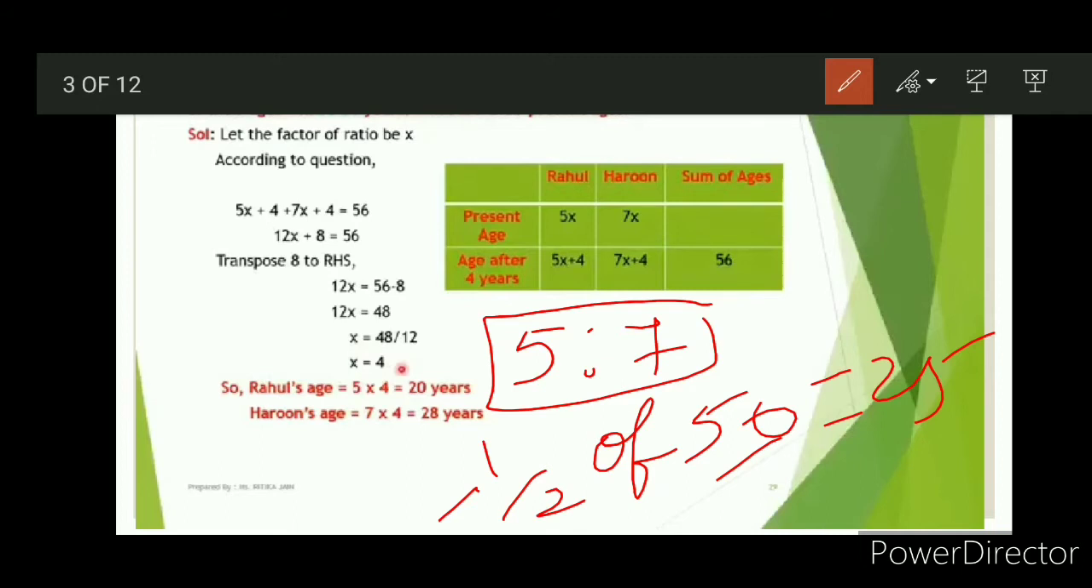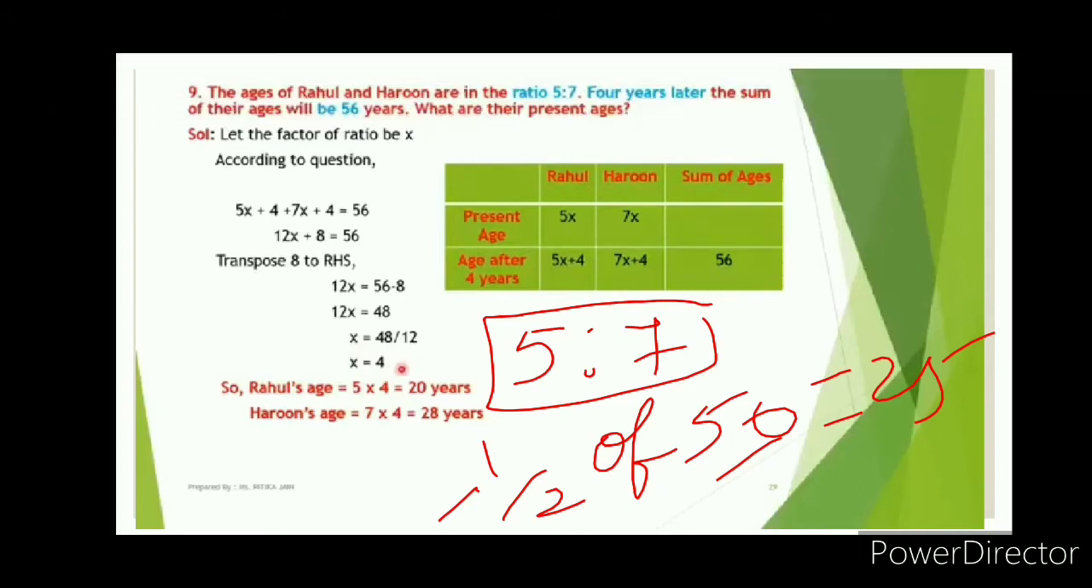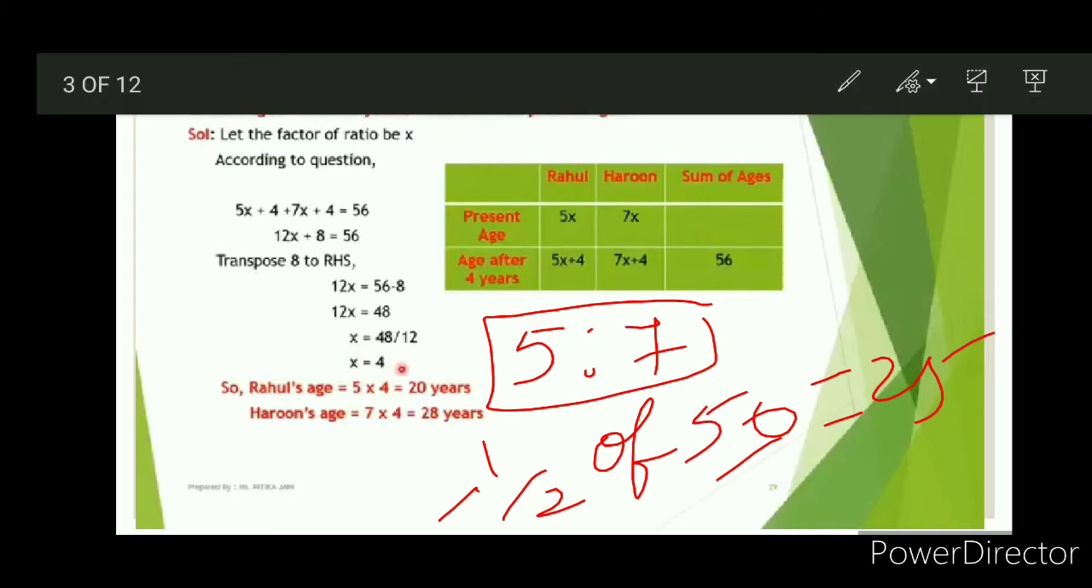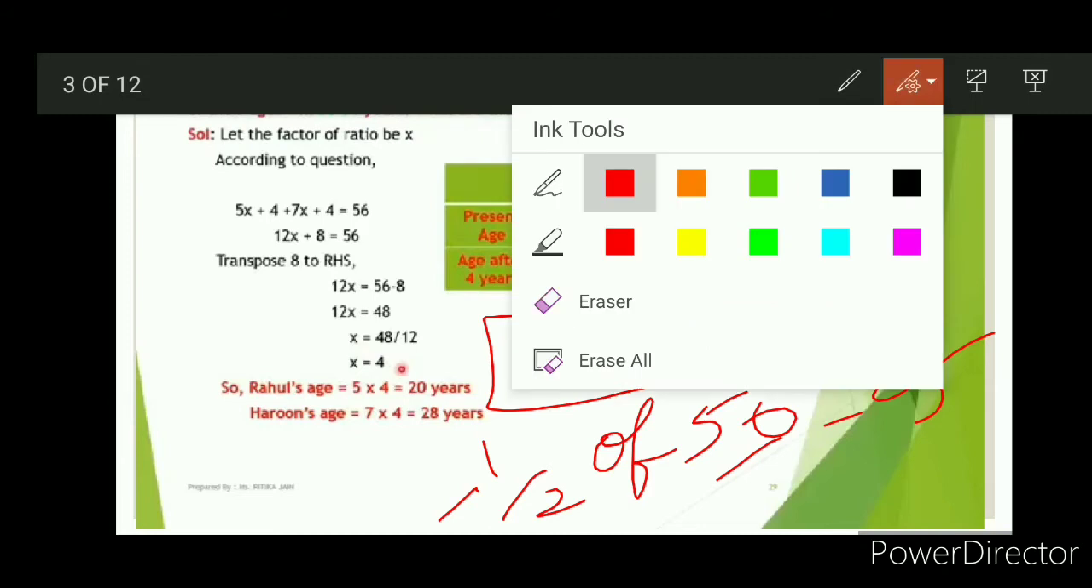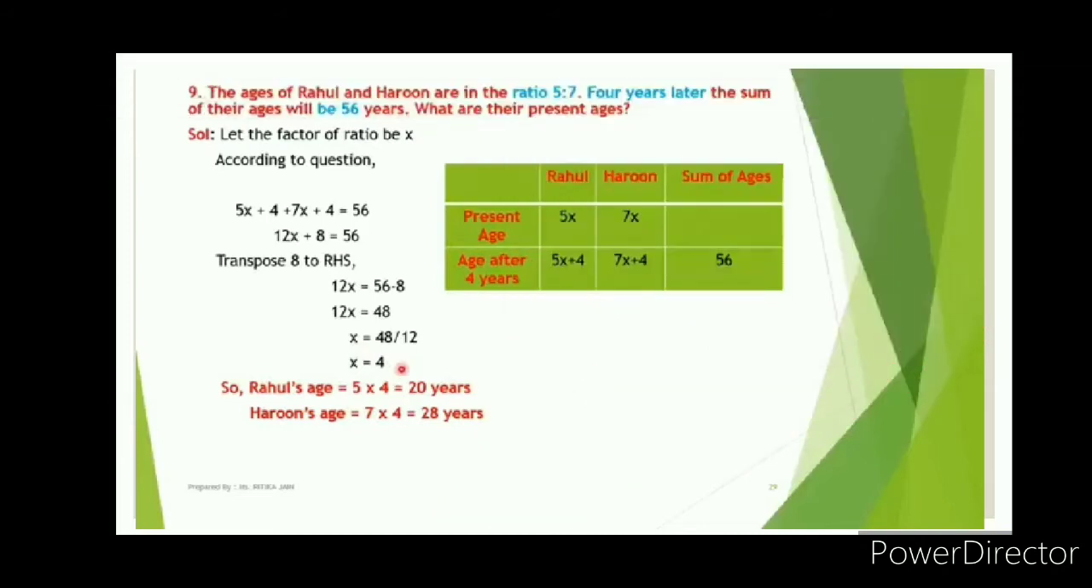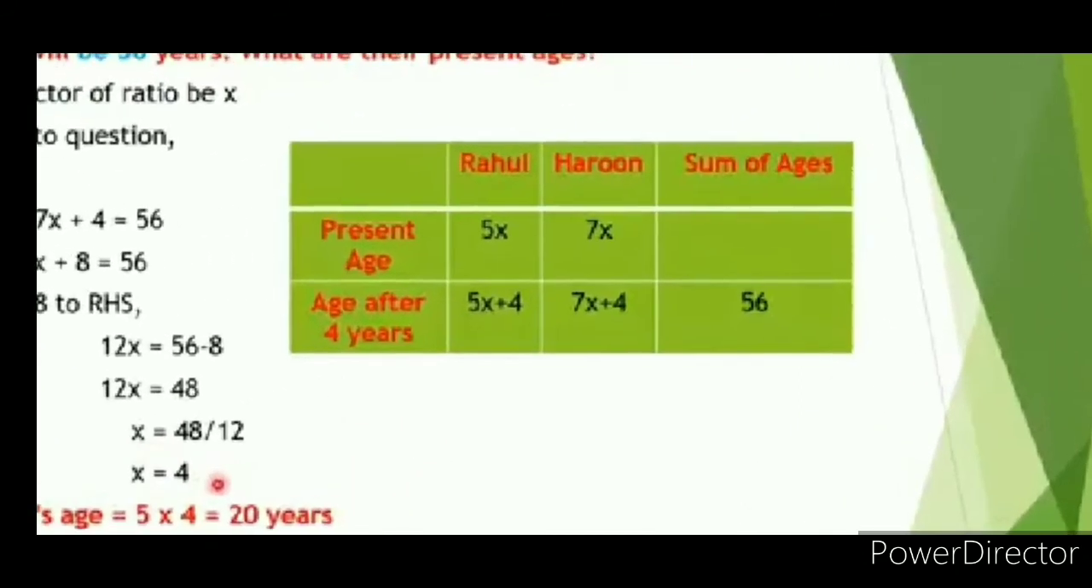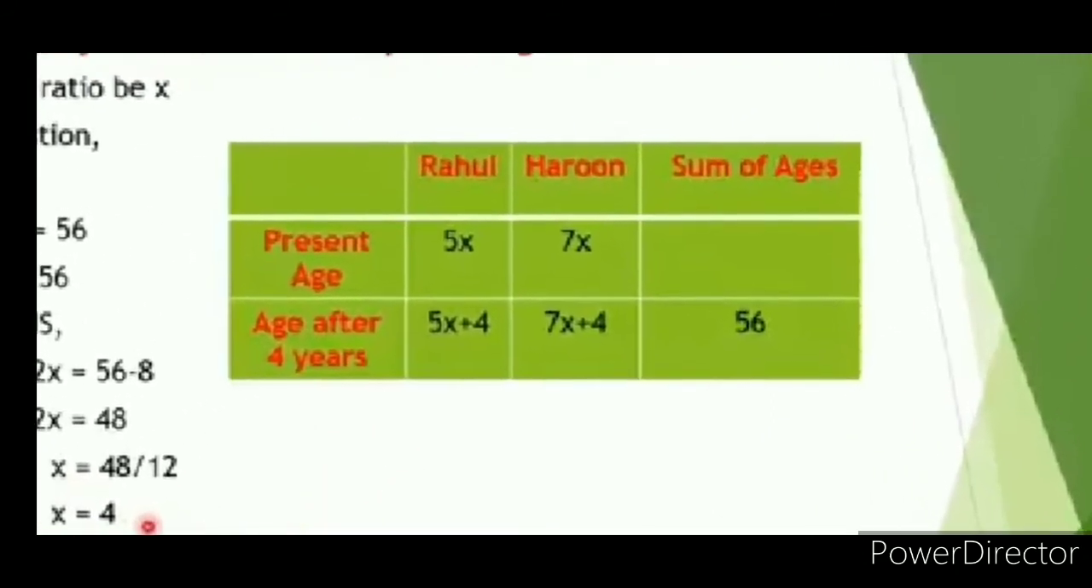To get the actual value, we should multiply this ratio with a common factor. That common factor is assumed as x. In the first sentence it is given: let the factor of the ratio be x. Now, if we multiply this factor with that ratio, we will get the actual value. Understand, children?